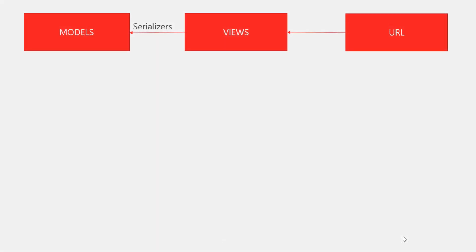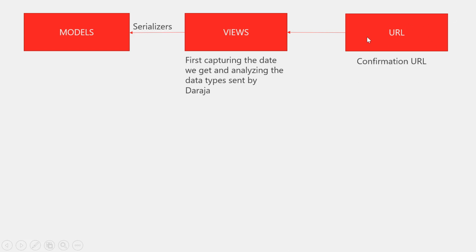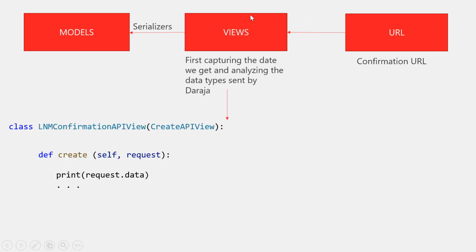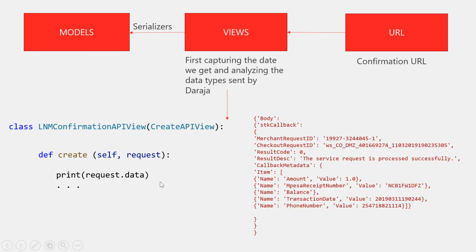So going back to what we did in the previous video, we set up the URL, which is now the callback URL, in order to receive the information from Safaricom. And we also set up a simplistic view in which we were able to capture the data. So we wrote something like this in our views, and when we defined this function called create, we printed out the request.data. And we received something close to this one towards the end of the last video. But there's only one problem with this.